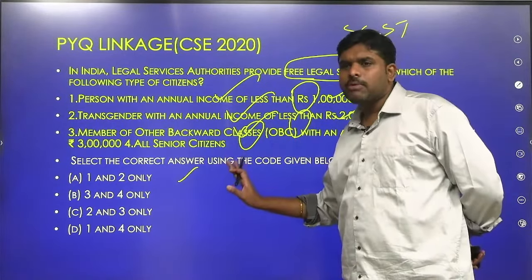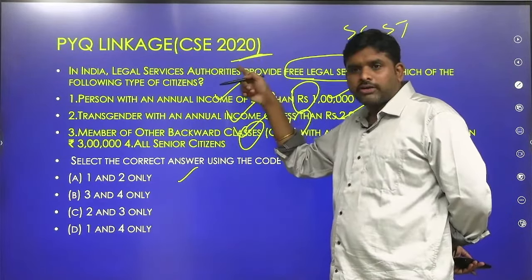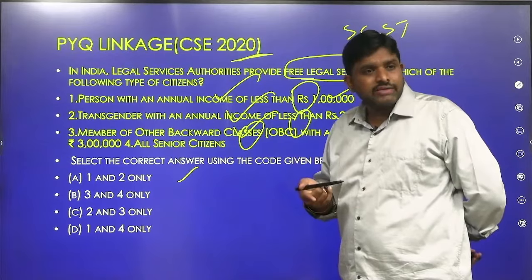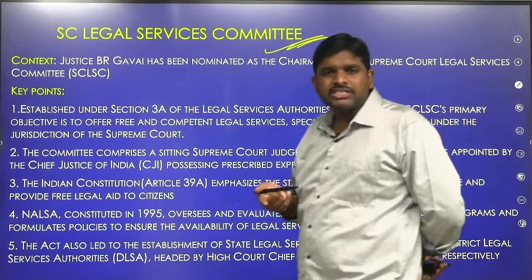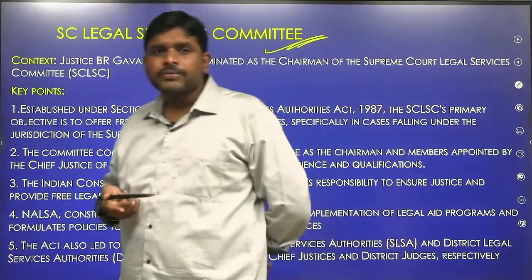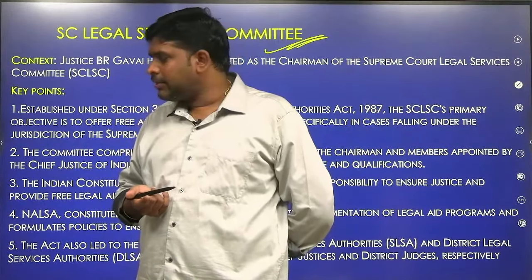Answer is 1 and 2, we are not bothered about it. Oh, so the question 2020, they asked on Legal Service Authority. So hence free legal aid, DPSP, which article? Free legal aid, which article? DPSP, online people.